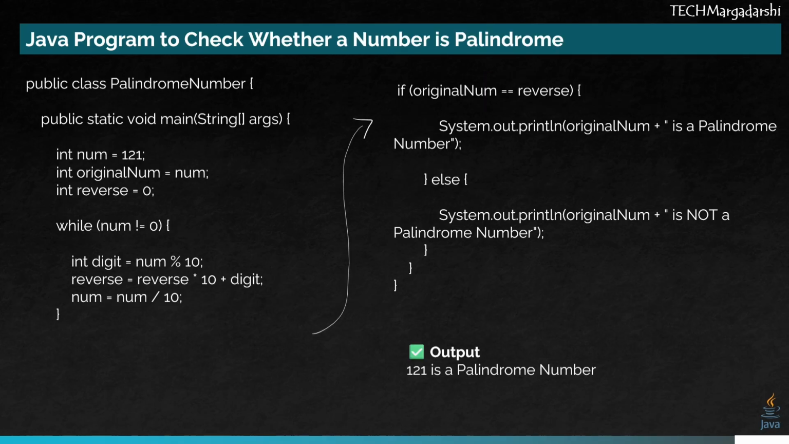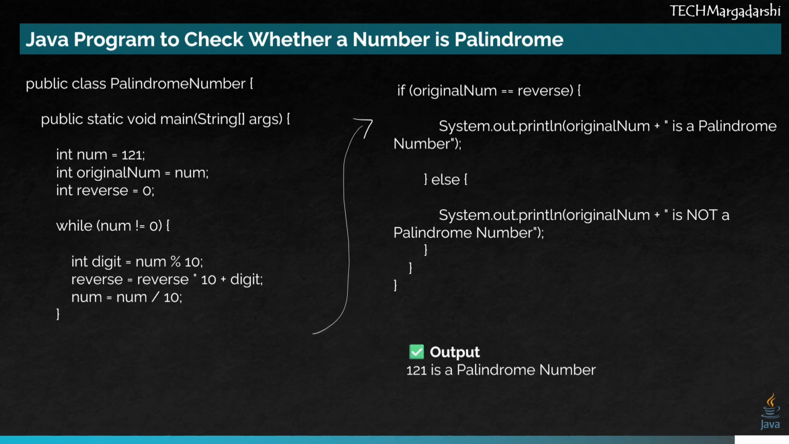Now, let's understand how to check whether a number is a palindrome in Java. A palindrome number is a number that remains the same when it is reversed. For example, 121 becomes 121 when reversed. First, we store the number 121 in the variable num and keep a copy of the original number in original num. We then reverse the number using the same digit extraction logic we learned in the previous program.